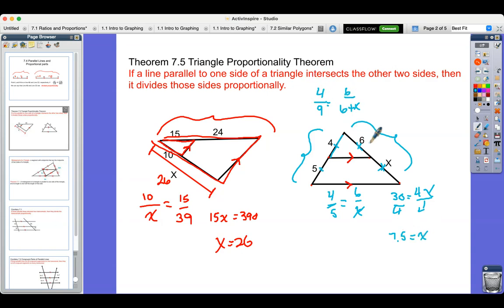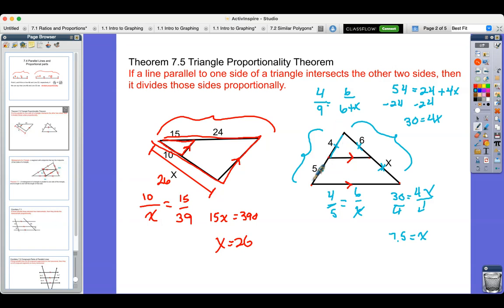Now, will it work over here? Let's try it out. Let's cross multiply. We get 9 times 6, 54, equals 4 times 6, 24, plus 4 times x, 4x. Subtract 24. We still get 30 equals 4x, and then we divide by 4, and we still get the same thing. So you can do either one, but here you can just compare parts to parts. That's what parallel lines do. They divide the sides proportionally.